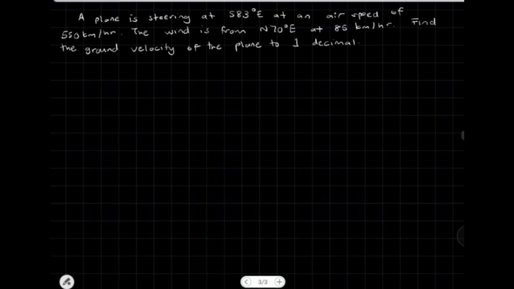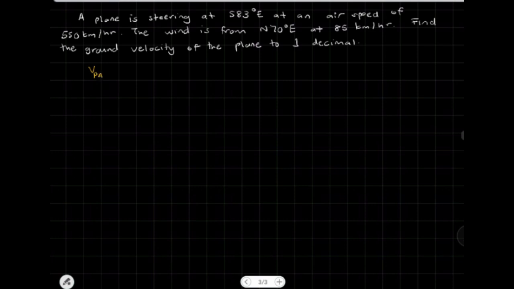Before we tackle this question, let's first define what ground velocity is. Ground velocity is the resultant velocity. When we're looking at the motion of a plane, we need to look at this relative to something else. We have an airspeed of 550 kilometers an hour, which is basically the velocity of the plane relative to the air.